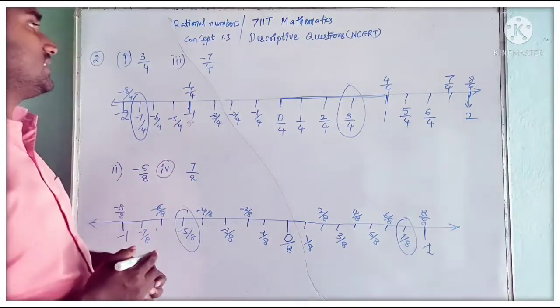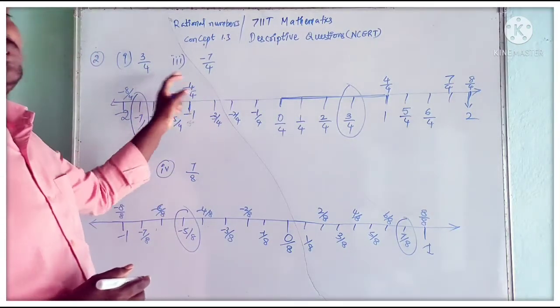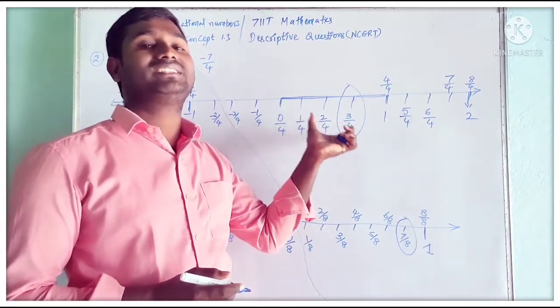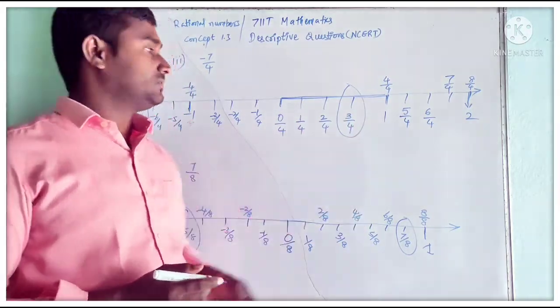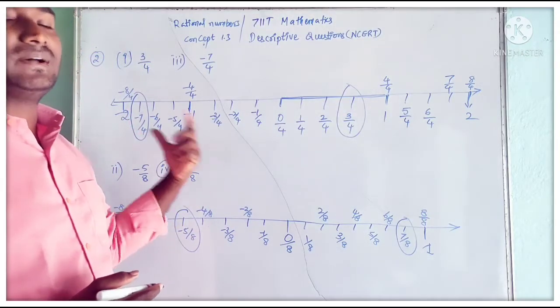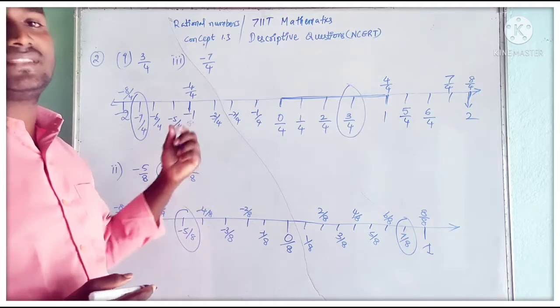So first we can check the denominator, how much we have. So that many equal parts we need to make between each interval. Okay, so this is the procedure to represent a rational number on the number line.